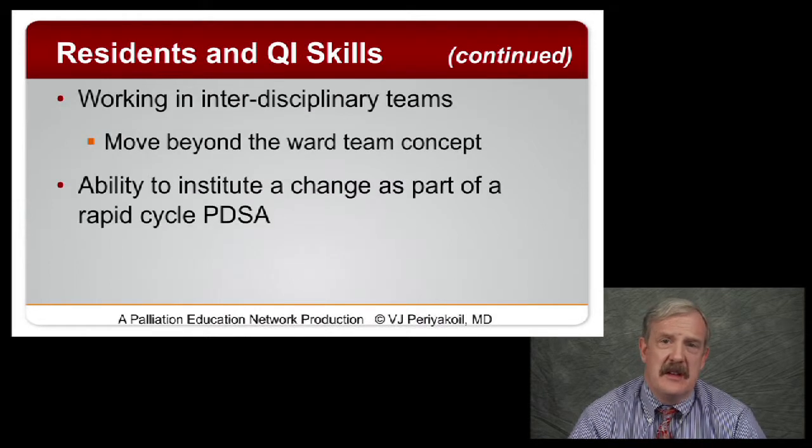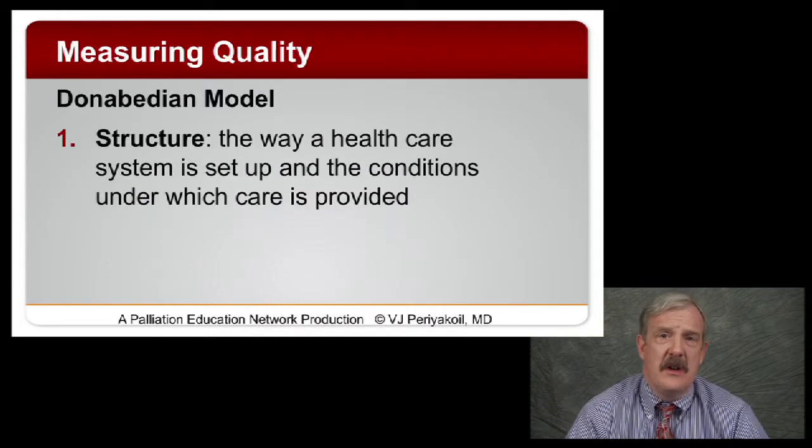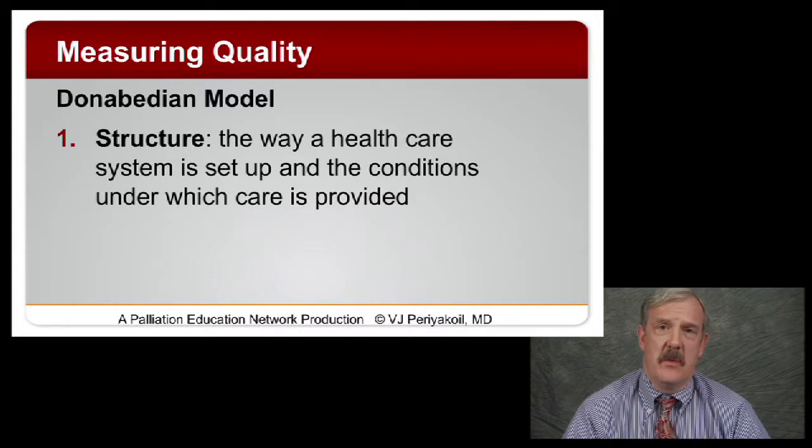We've talked a lot about interdisciplinary teams, and then as I said, they have to be able to institute change as part of a rapid cycle PDSA. What that simply means is that when you're trying to make a change, you don't necessarily have to do it as a large project. Sometimes a small change and studying it quickly through a Plan, Do, Study, Act cycle can be very helpful. And that's illustrated by the Donabedian model, which helps us think about what it is we want to measure. And this is also important for them to understand.